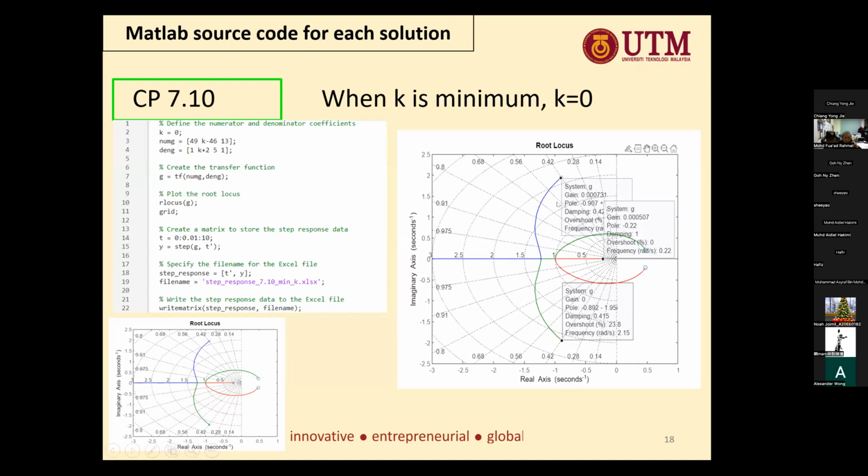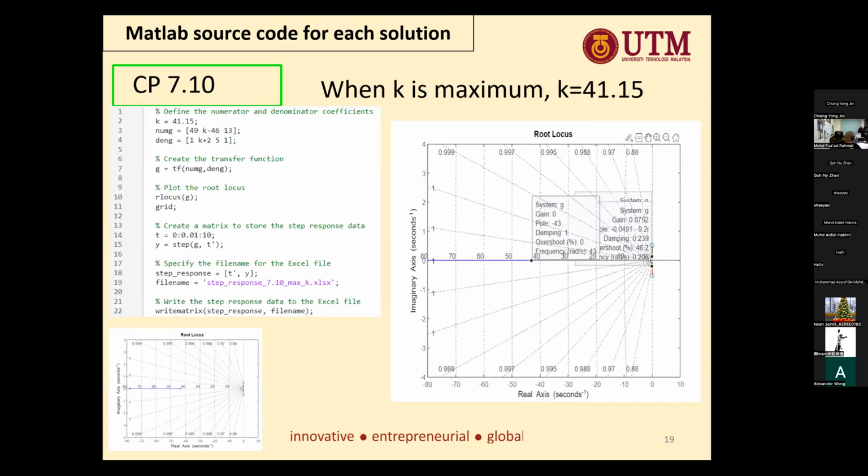Okay, for 7.10, we need to calculate the range of the k value for which the system is stable. So I take the minimum k value and the maximum k value. This is the minimum k value, k equal to 0. Next one. And this is the maximum k value, k equal to 41.15.